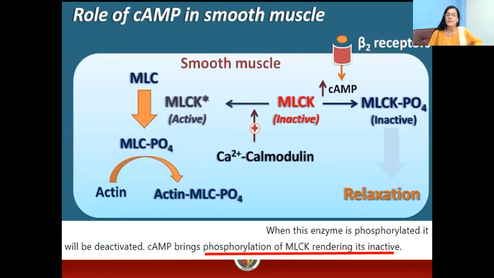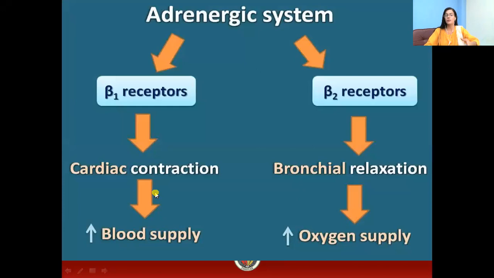So the ultimate result of cyclic AMP is that it is increasing contraction in your cardiac muscles, while it is decreasing contraction, that is, relaxing your smooth muscles, through the increased level of cyclic AMP in your smooth muscles. So, students, the conclusion is that in beta-1 receptors, there is cardiac contraction and increased blood supply. When we talk about beta-2 receptor activation, there is bronchial relaxation and increased oxygen supply. So this was all about the mechanism of beta-1 and beta-2 receptors.